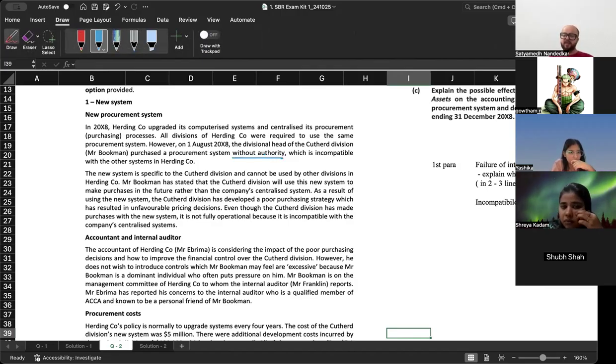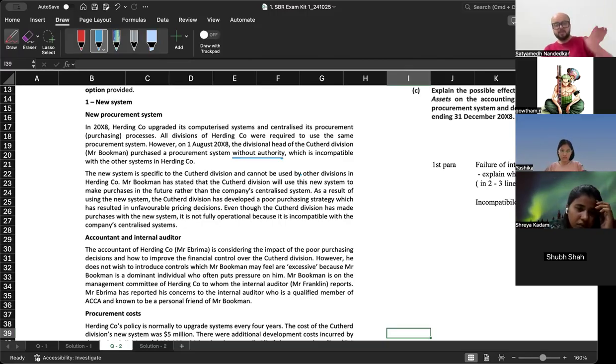Okay. This is a lapse of internal control. An approval mechanism and authorization system should have been in place. No person should be allowed to take a decision without getting the right approval, and yet he made a decision to buy a system without taking the authorization, and that system was incompatible with the other systems. The new system is specific to the Cutherd division and cannot be used by other divisions in Herding Company. Mr. Bookman has stated that the Cutherd division will use this new system to make purchases in the future rather than the company's centralized system.